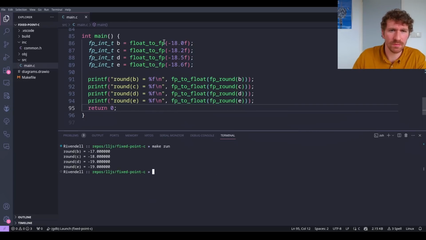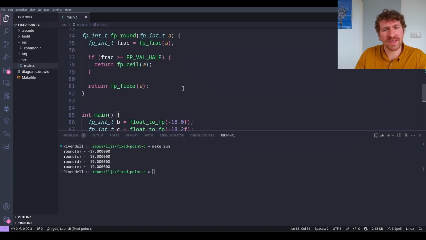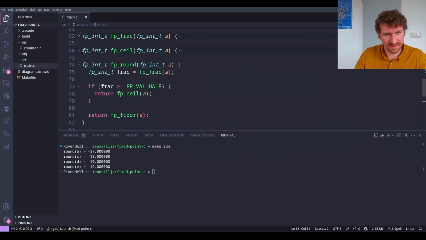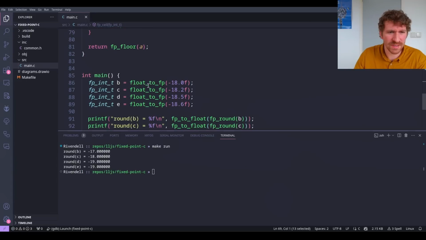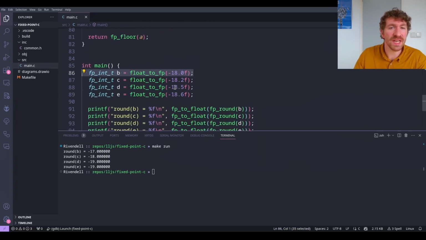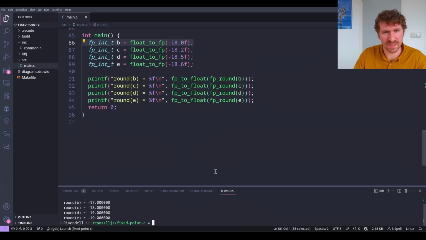Okay, so when we do a rounding operation on B, we get 17. So that's not right. Something's going wrong there. Now I'm wondering what the case is there, because if we do ceiling and we have an exact fractional number of 0, then we should just return the value. So I'm surprised to see that we get 17 here. And I'm tempted, in fact, to put down a breakpoint and see what the path we're taking is. So let's do that.